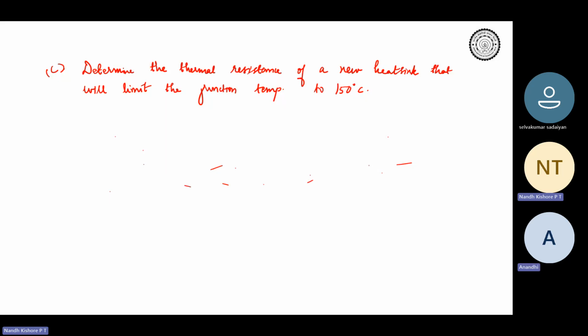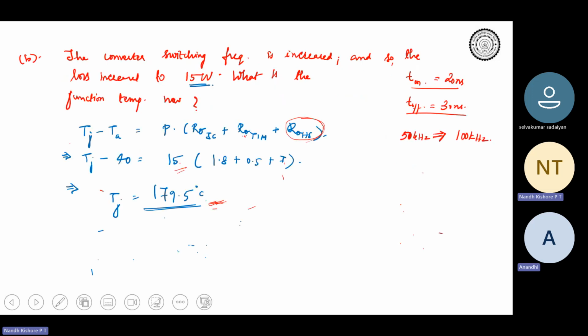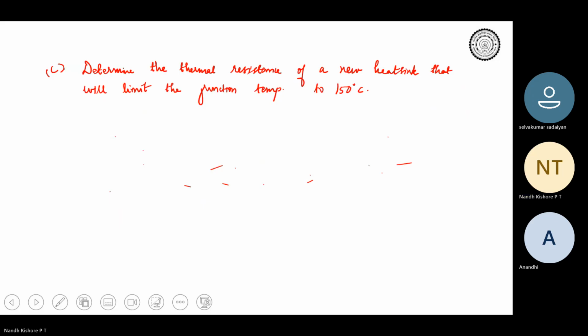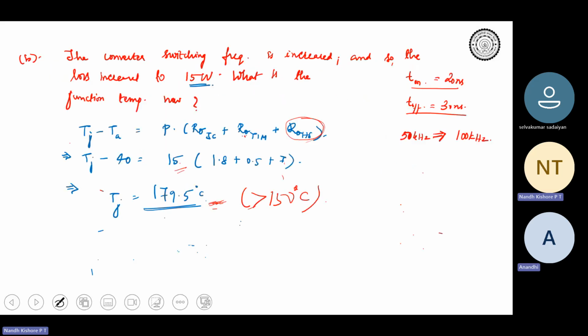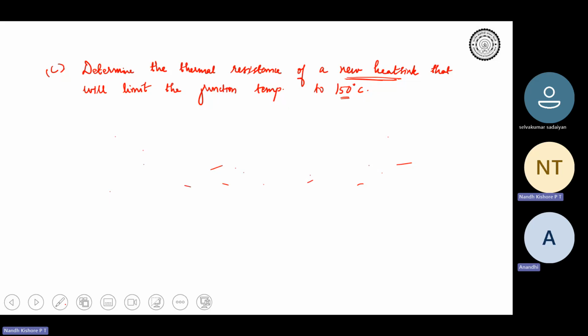Initially, we calculated a power loss. Then we saw that the switching frequency has to increase, so the power loss increases. But if the power loss increases, the junction temperature goes beyond 150 degrees, right? So now I have to do my design properly and choose a new heatsink so that my junction temperature is restricted to 150 degrees with 15 watt power loss. Do you understand? Yes, sir.